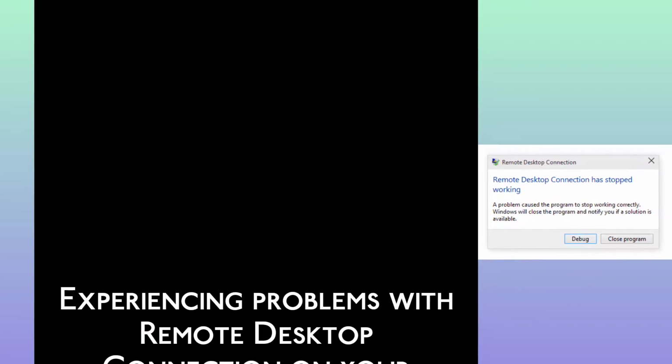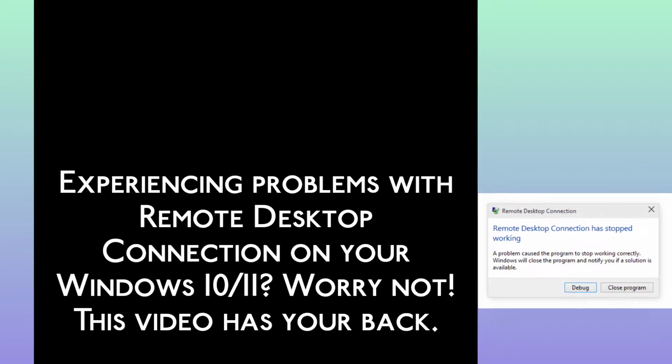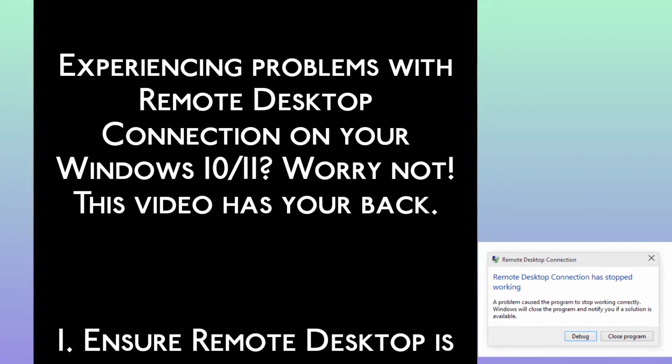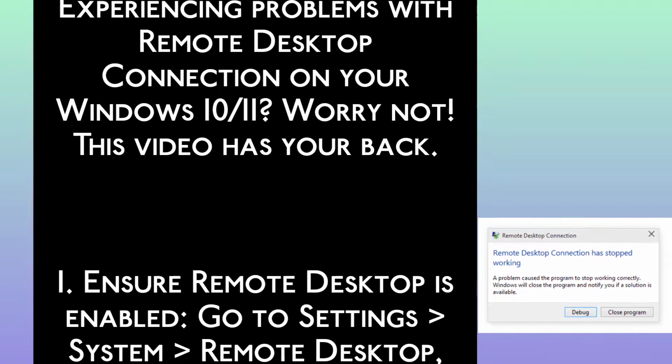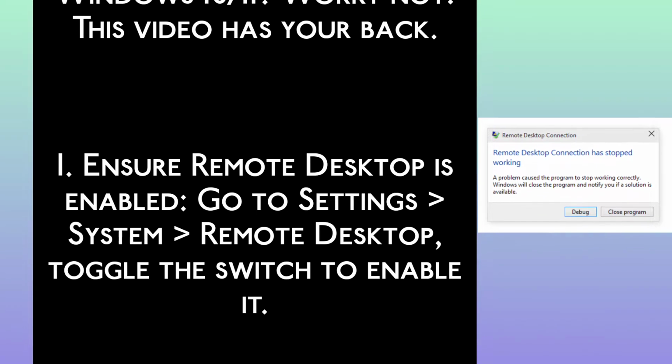Experiencing problems with remote desktop connection on your Windows 10 or 11? Worry not. This video has your back. Step 1. Ensure remote desktop is enabled. Go to Settings, then System, then Remote Desktop. Toggle the switch to enable it.